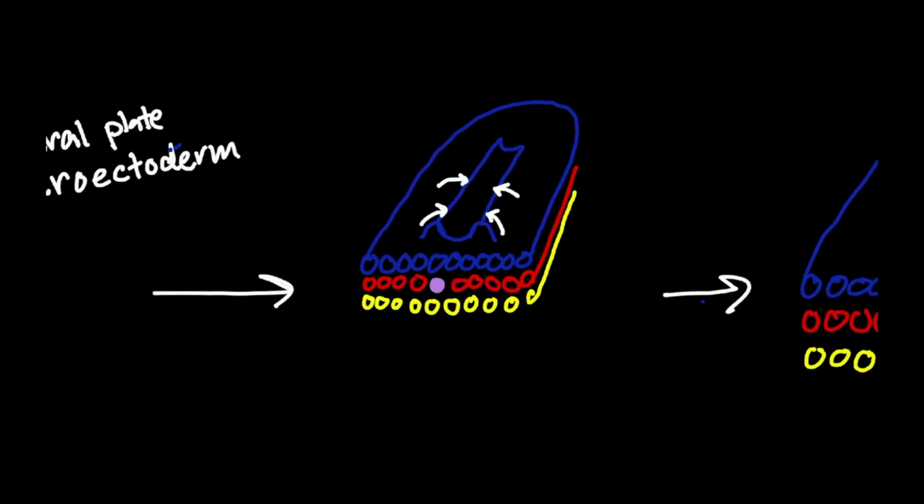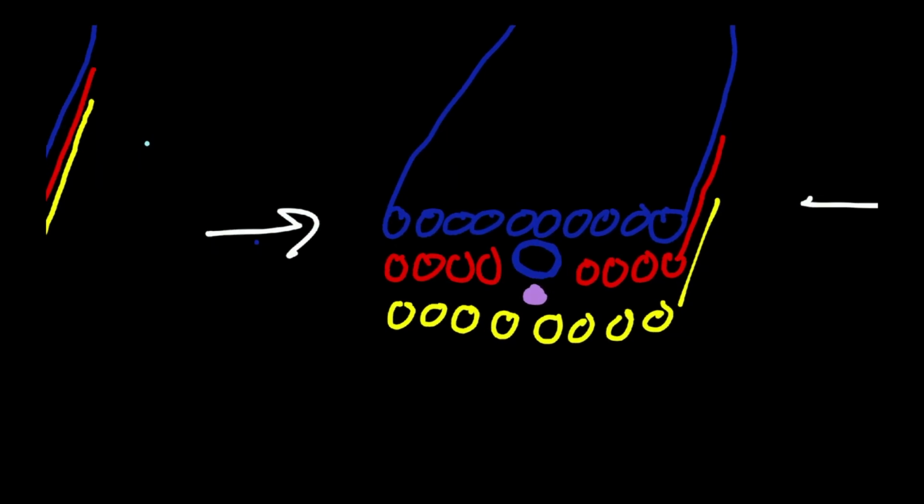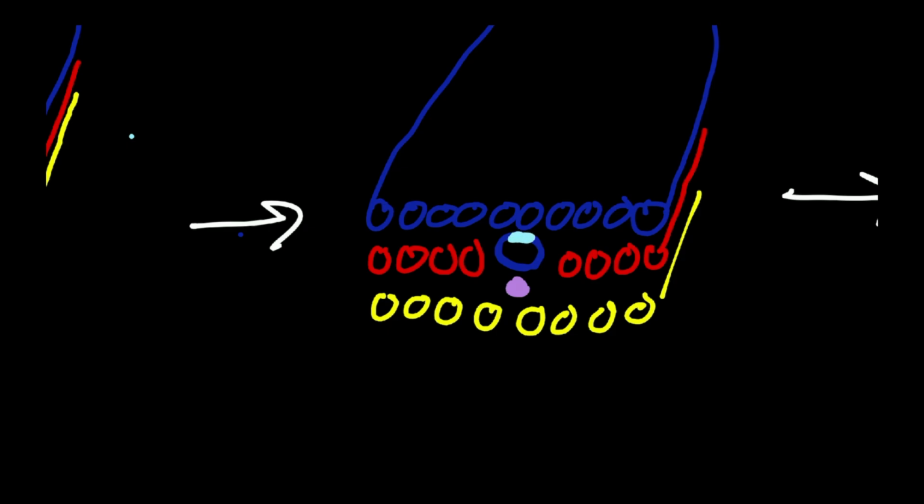Now, as these folds or crests are coming together, neural crest cells will form. And this will be occurring along the entire length of the neural tube. Here are those neural crest cells. After closure of the tube, they will undergo an epithelial to mesenchymal transition. This essentially means that they become more mobile and invasive, and they will migrate into the mesodermal tissue.